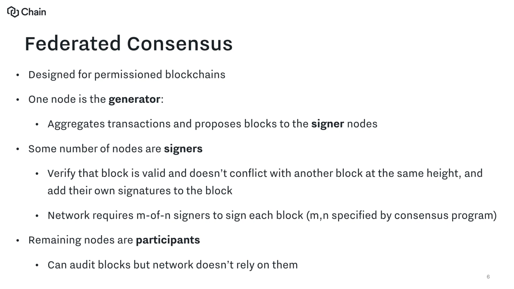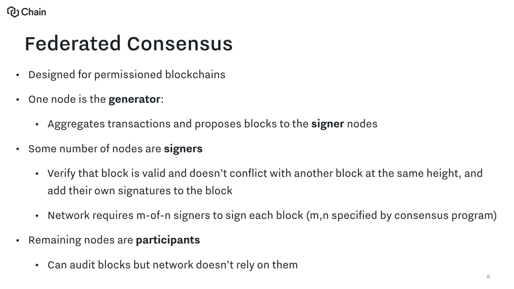So we do build permissioned blockchains. The version of the protocol that we're running right now has a consensus model that's really designed for that. And in this federated consensus model, there's three kinds of nodes. First, a single node is the generator. The generator is responsible for receiving transactions from the network, filtering out invalid transactions, and then periodically aggregating these transactions into blocks. It then sends these proposed blocks to the signer nodes.